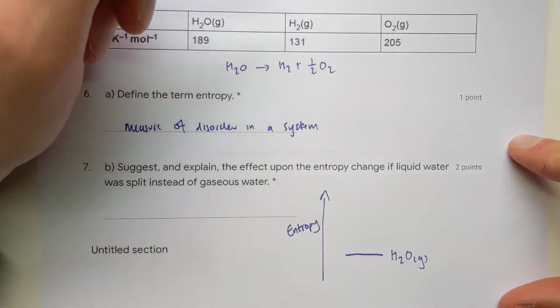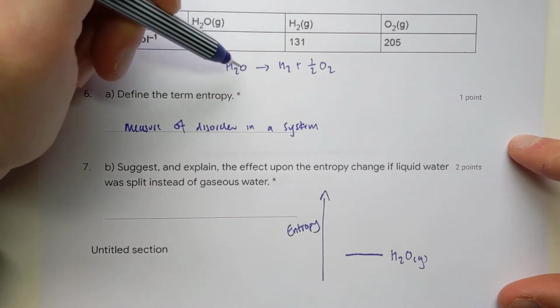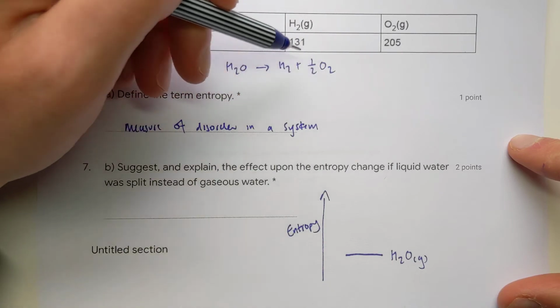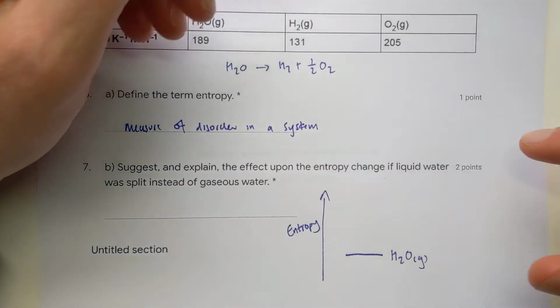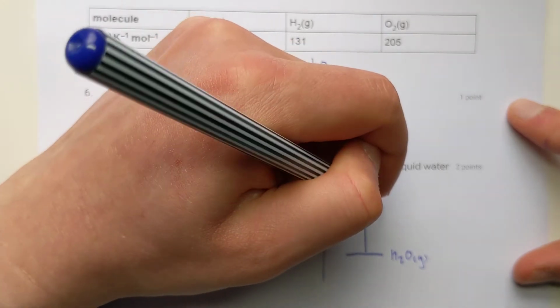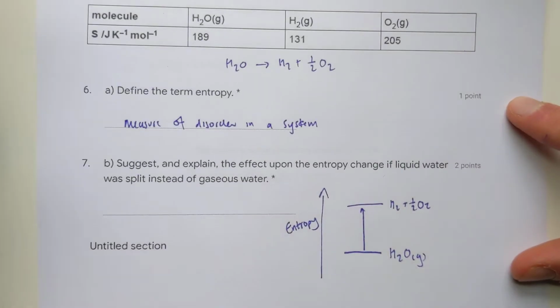I could actually work out the numbers here, it'd be fine, but I can also just inspect the equation. I've got 1 mole of gas on the left hand side, and 1.5 moles of gas on the right hand side. That's always going to cause the entropy to increase. You could use the numbers to check that, but it's going to be like that. So entropy is going to be higher in the products when I get H2 plus a half O2. So we've got an increase in entropy.